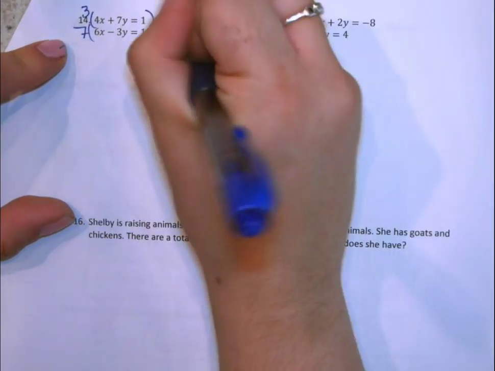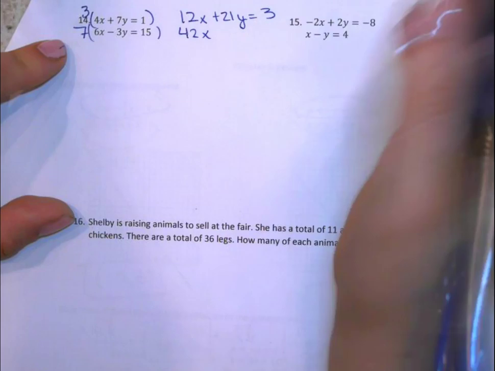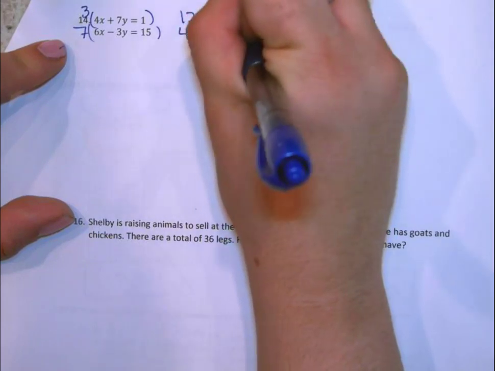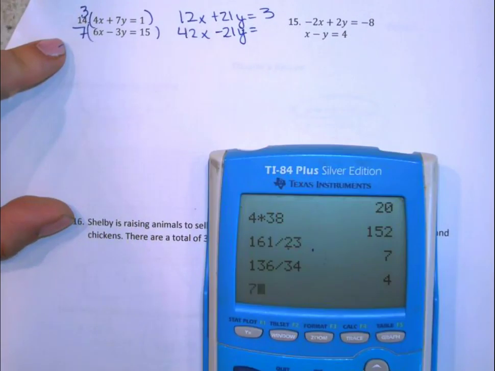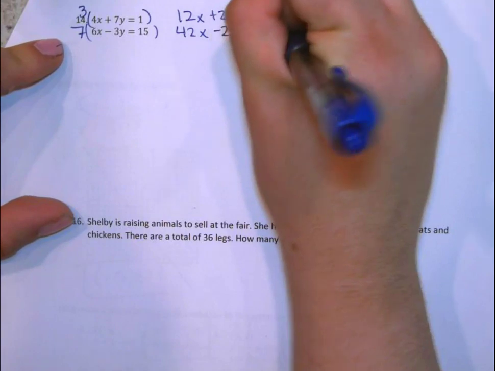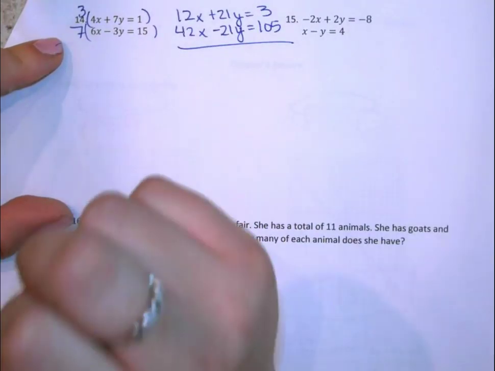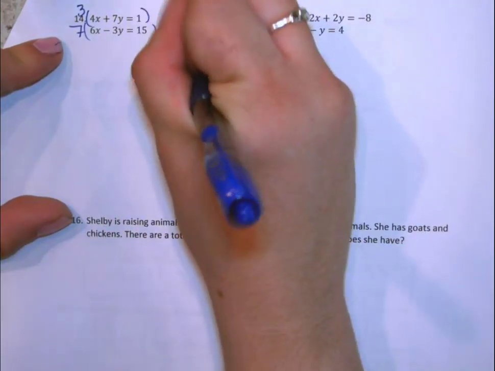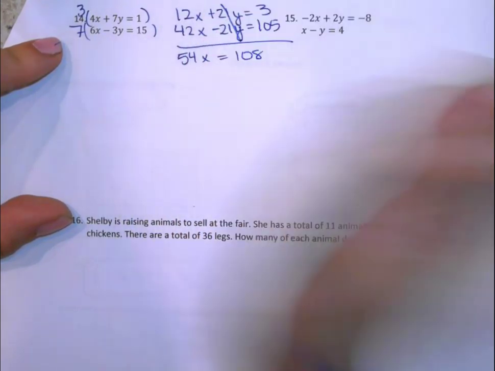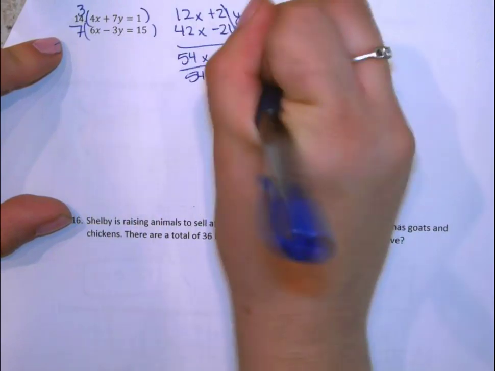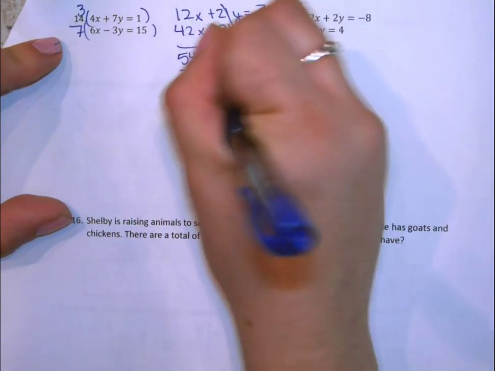On the bottom, I have 7 times 6 to give me 42x, 7 times negative 3 to give me negative 21y, and 7 times 15 is 105. I'm going to add straight down. 12 plus 42 is 54. These cancel out, and I have 108. I'm going to divide by 54. 108 divided by 54 is 2.